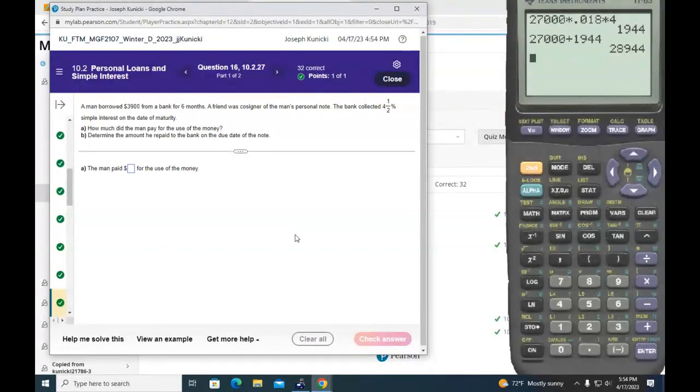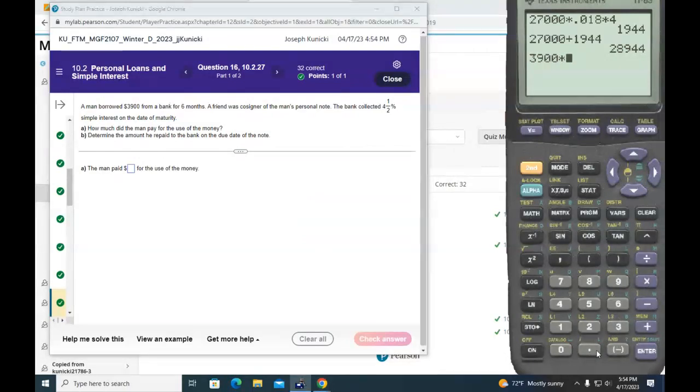A man borrowed $3,900 from a bank for 6 months. A friend was a co-signer on the man's personal note. The bank collected 4.5% simple interest on the date of maturity. So they're giving him the money for 6 months. How much does the man pay for the use of the money? So they're asking us for the interest first, which is the finance charge. So that's pretty simple. We just solve for I.